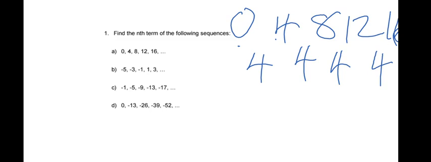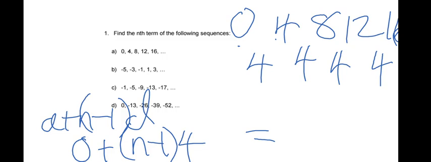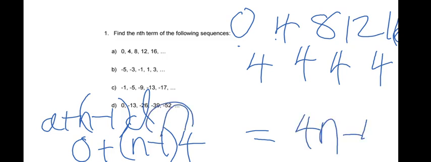Now we are going to say there are two ways. Let's start with the formula first: a plus n minus 1 d. What is a? a is the first term, which is 0, plus n minus 1 d, d being the common difference, which is 4. So that means we've got 0 plus 4 times n, which is 4n, and 4 times negative 1, which is negative 4. So the nth term is going to be 4n minus 4.